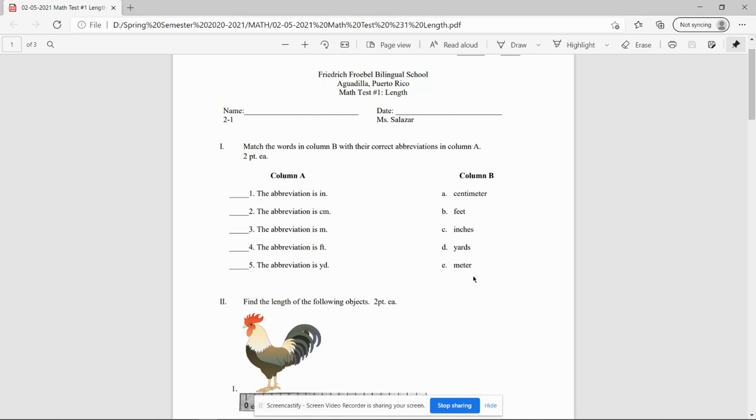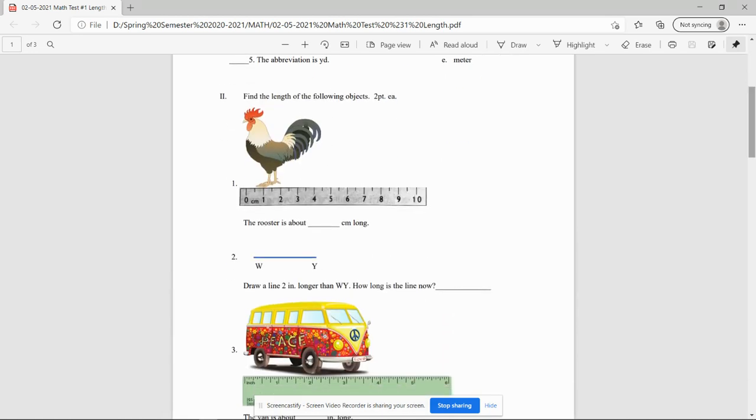So after you're done with part one, make sure that you write the letters in the blank spaces. We're going to do part two. Okay, so part two says find the length of the following objects. So we have a rooster, we have a ruler. The ruler is in cm, and we always start measuring at what? At 0.